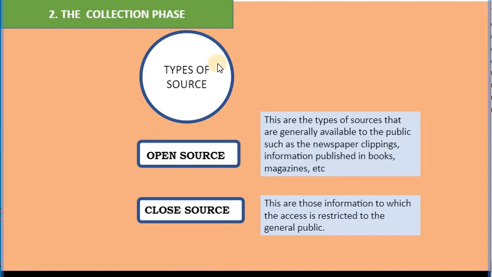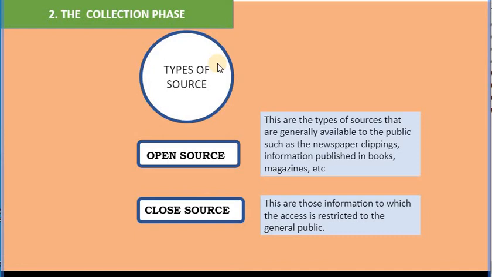Ano po yan? Newspaper clippings, media, di ba? Information published in books, magazine, etc. Ito yung easily to get. Kayang-kaya mong kuhanin kasi available siya. Kahit normal citizen, merong copy ng dyaryo. Kahit sino naman may copy ng libro. That is open source. Yung already available that hindi mo siya kailangan hanapin.